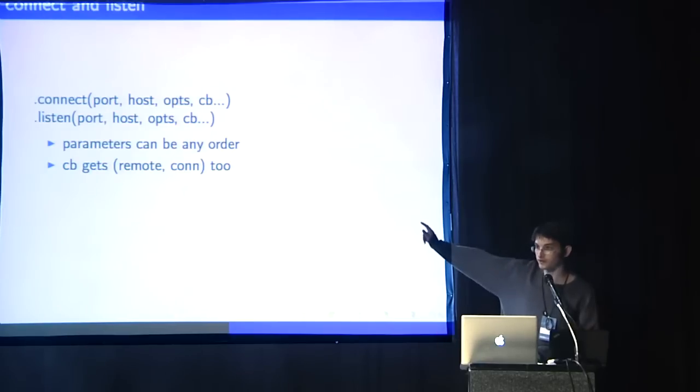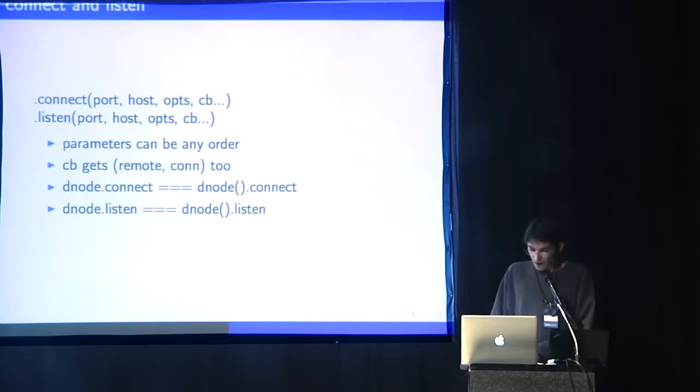And in the callback, of course, you get the remote and the connection. That's a pretty consistent convention throughout dnode. I mean, there's only just that callback and then the constructor callback. And then for convenience even further, you can just do dnode.connect, if you don't even have a constructor or anything that you want to host to either side, you could just call that.